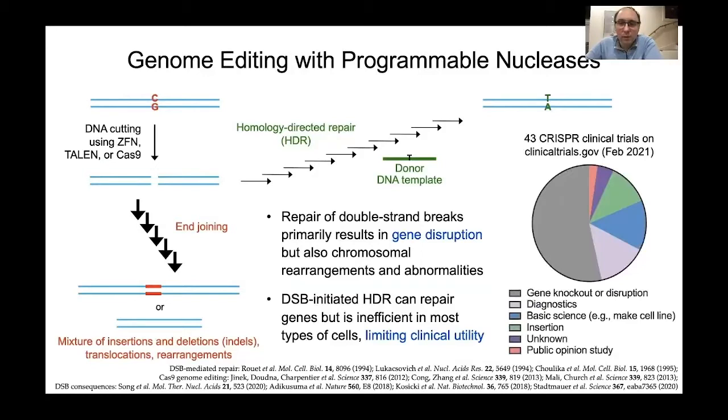In February of this year, there were 43 ongoing clinical trials registered using CRISPR technology. Most of them were designed to disrupt target alleles, and none of them were designed for precise nucleotide modification.